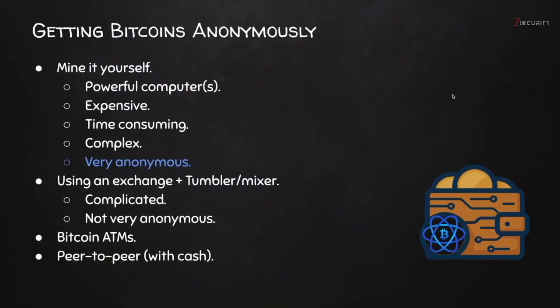Last but not least, we can use peer-to-peer services to buy Bitcoins. Now, peer-to-peer services allow us to buy Bitcoins directly from the seller. So unlike coin exchanges, there is no middleman, there is no middle institution, and if the seller is willing to give us Bitcoins using an anonymous method, such as by giving him cash, then this will be perfect.